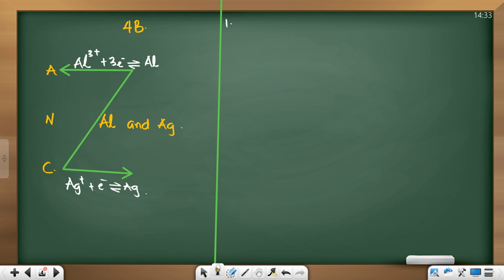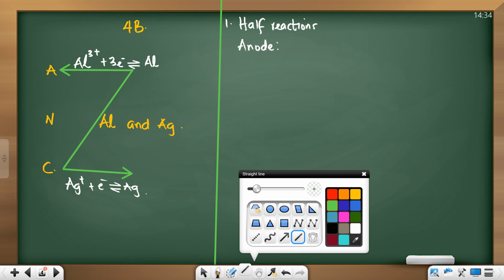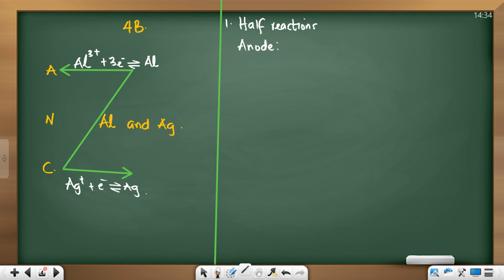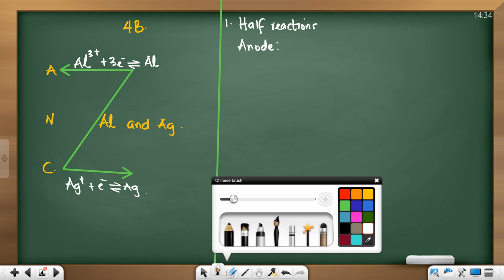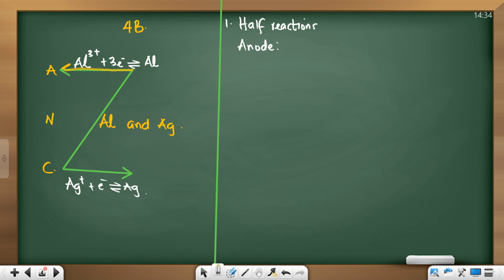The first thing is to write my half reactions. Half reaction at the anode. Look at what Jacob Zuma is telling us to do. I hope I won't be arrested, but it's a good thing to name a system after a president. Now, the arrow says we are moving in that direction. Do you see that arrow? We start from the right, going to the left.